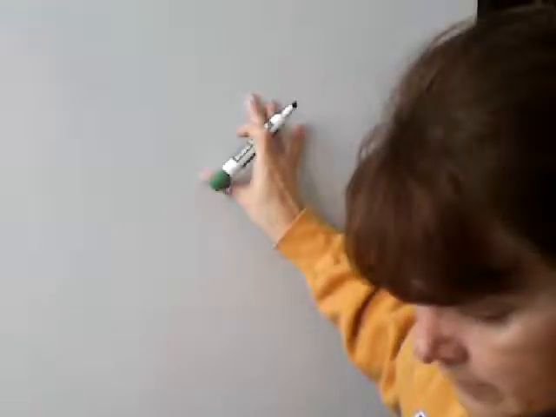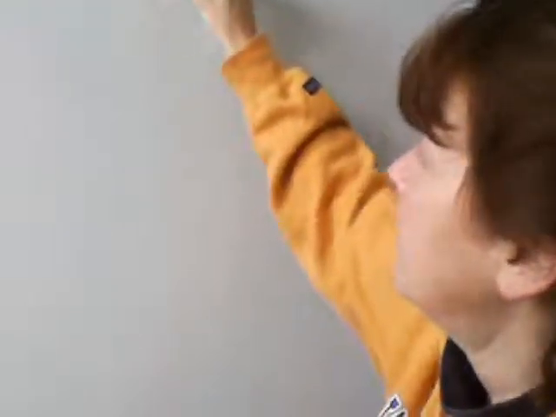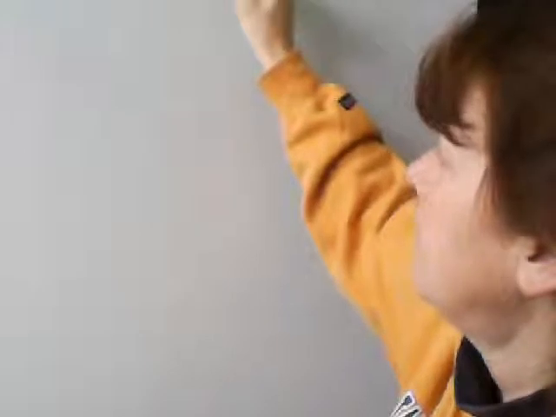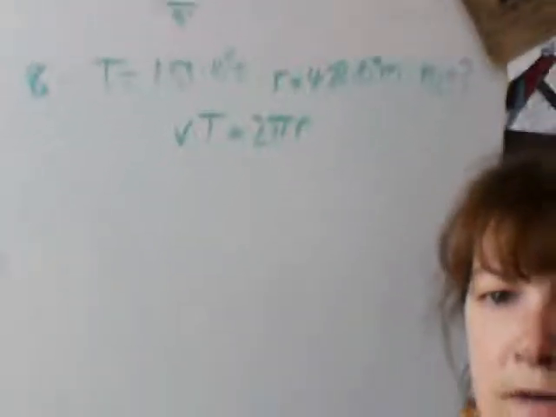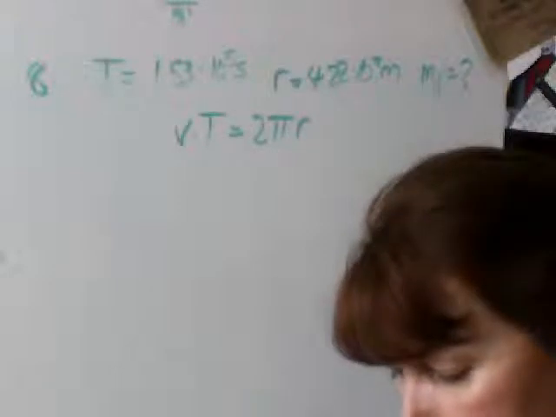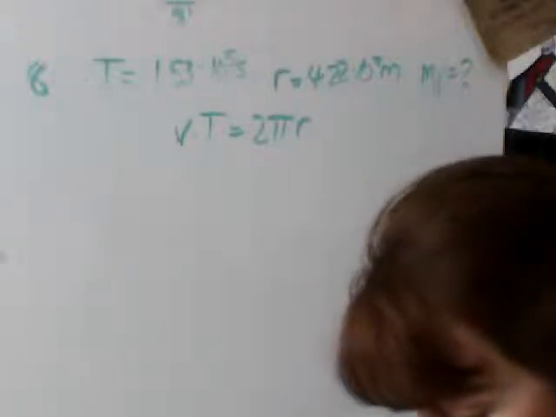Okay, so what do we know? We know the period, we know the radius, and we're trying to figure out the mass. So again, we're going to go to our velocity times time equals 2 pi r. We're going to start there in order to figure out how fast it's moving, and then we can plug it into our gravitational constant formula to calculate the mass. So kind of the reverse of the problem that we just did.